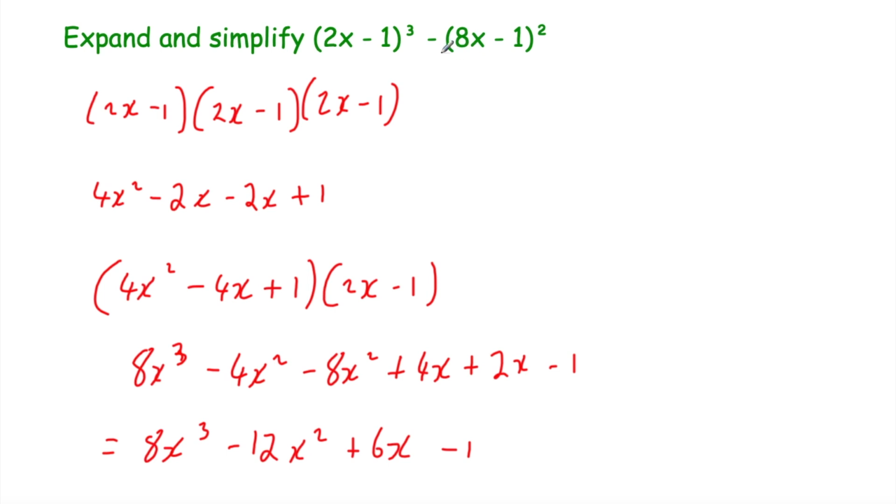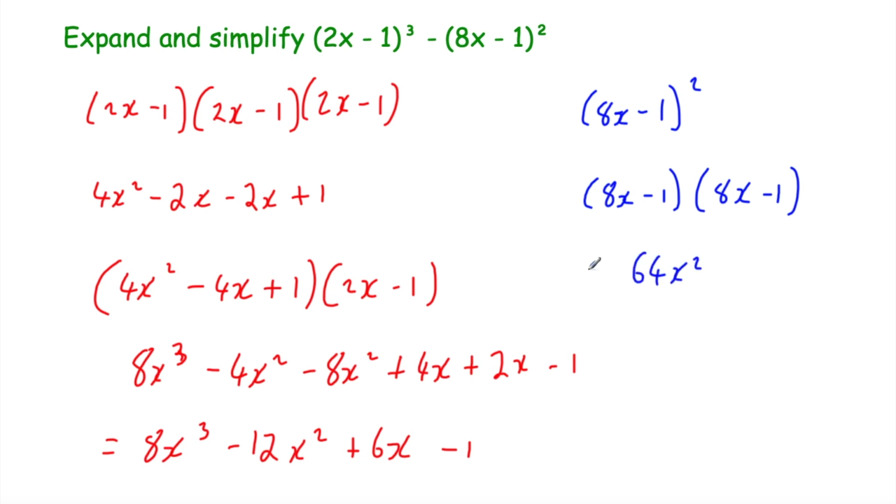Now what I want to do is take away whatever (8x - 1) squared is. So I'm going to work out what (8x - 1) squared is. And to do that, we're going to times the bracket by itself. So we'll write it out beside itself: (8x - 1) and then (8x - 1), and we'll expand those brackets. 8x times 8x is equal to 64x squared.